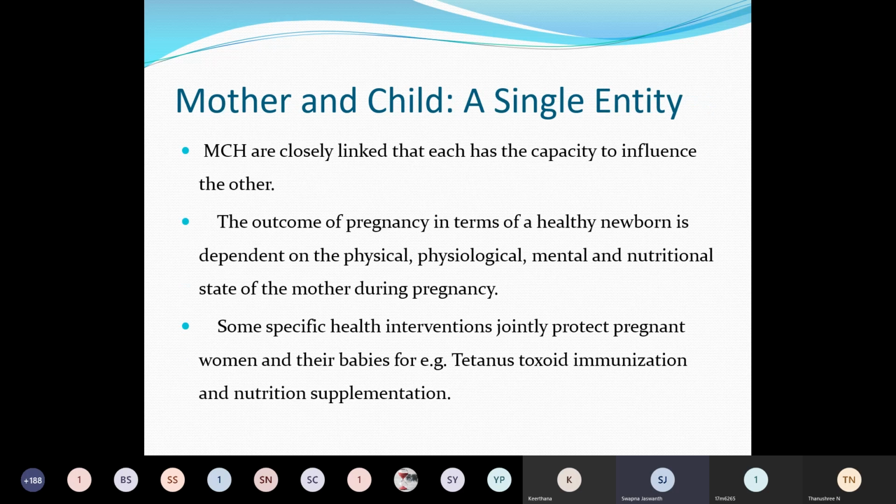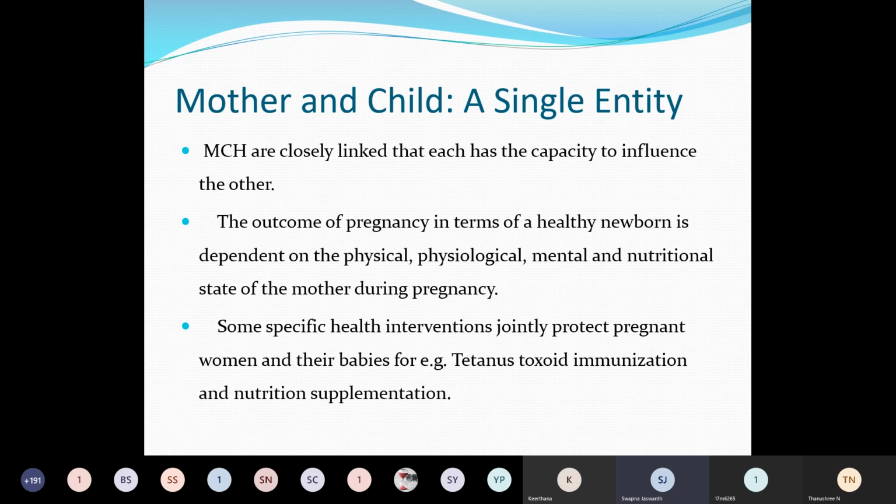Now, why is mother and child considered as a single entity? Can we not provide mother services differently and child services differently? This used to happen in the past, but they have understood that since the mother and child are a single entity and you cannot separate them, the services are provided for both of them together. MCH services are closely linked, and each has the capacity to influence the other. The mother takes care of the child. To provide the child the various health services, she goes to the health center. During the same visit, that opportunity can be used and the health services can be provided to the mother too. Hence, these services are combined together.